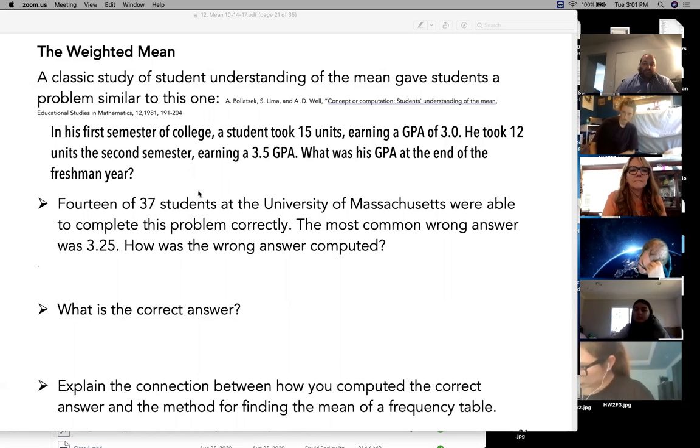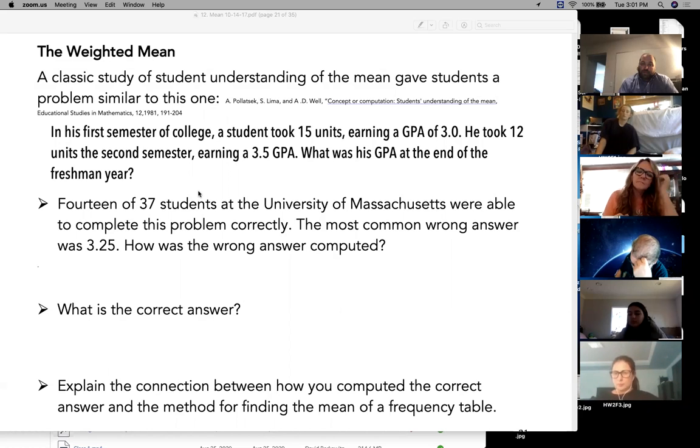So at first glance, you say, oh, he got a 3.0 the first semester and a 3.5 the second semester, so on the average, it should be a 3.25. It's halfway in between. But that's not correct. And why is that not correct? Because he has fewer classes in the second semester, which means the 3.0 at 15 units was spread out over more units. So it should be weighted more than the 3.5, which he only did for 12 units.